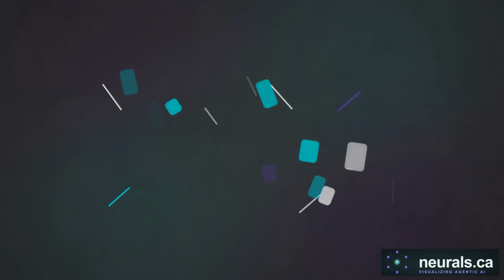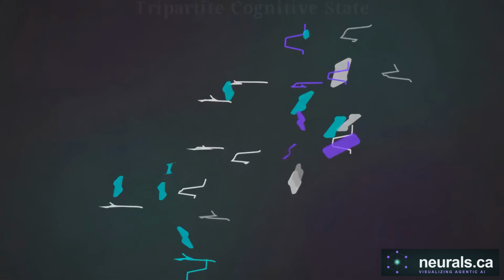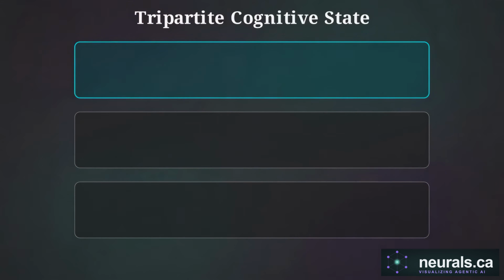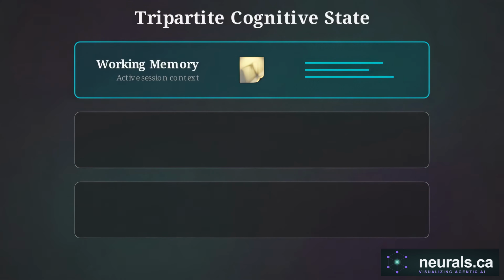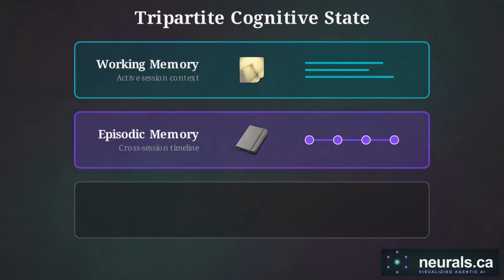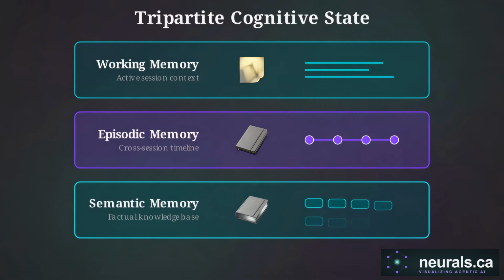The solution is the tripartite cognitive state, 3 specialized layers. First, working memory, the sticky note for active session context. Second, episodic memory, the diary, storing a timeline of cross-session interactions. Finally, semantic memory, the encyclopedia, holding distilled factual knowledge.